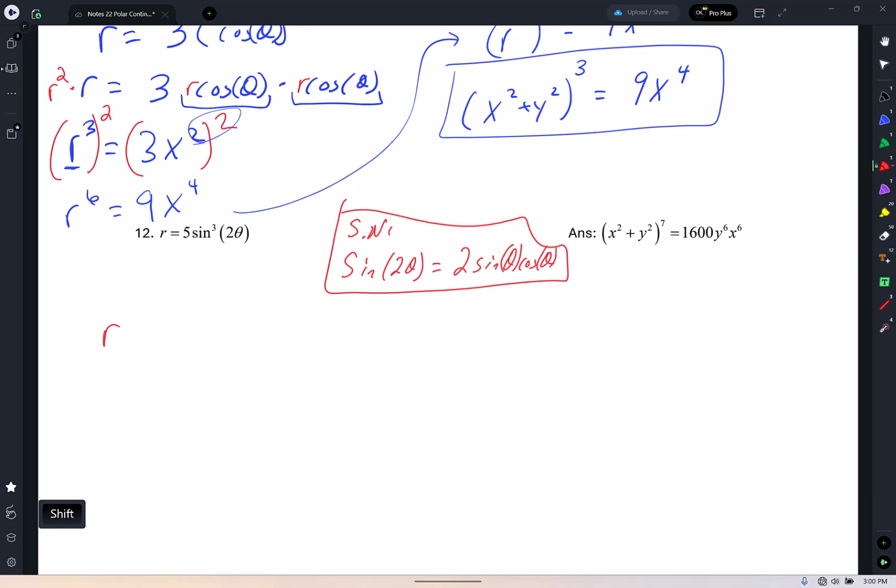So I have r equals 5 times sine 2 theta cubed. I'm going to write it like this, guys: 5, parentheses, sine 2 theta, close, to the power 3. I wrote it like that so I can substitute what sine 2 theta is. Sine 2 theta is 2 sine theta cosine theta.